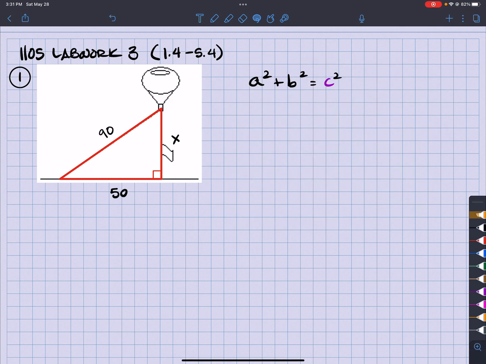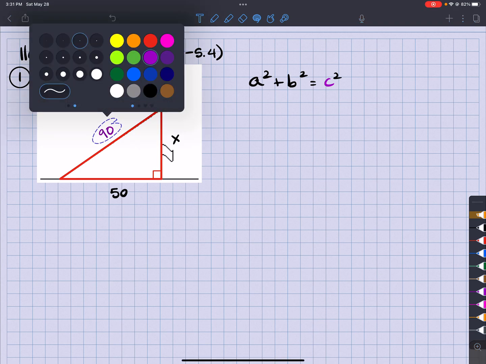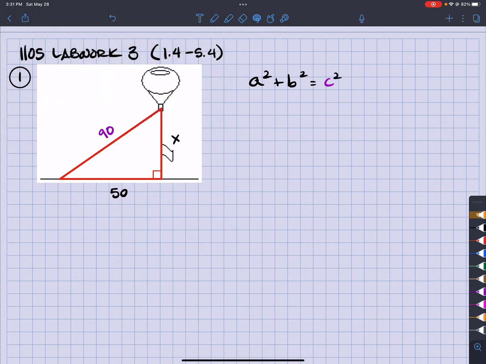So let's go ahead and make the hypotenuse there purple, right? And label that side. Hypotenuse, okay? All right, so now that we have that, the legs would be my A and B. So that part doesn't really matter which order you put it in. You could put x squared plus 50 squared, or you can put 50 squared plus x squared. Doesn't really matter. What's important is that the 90 has to make it to that side.